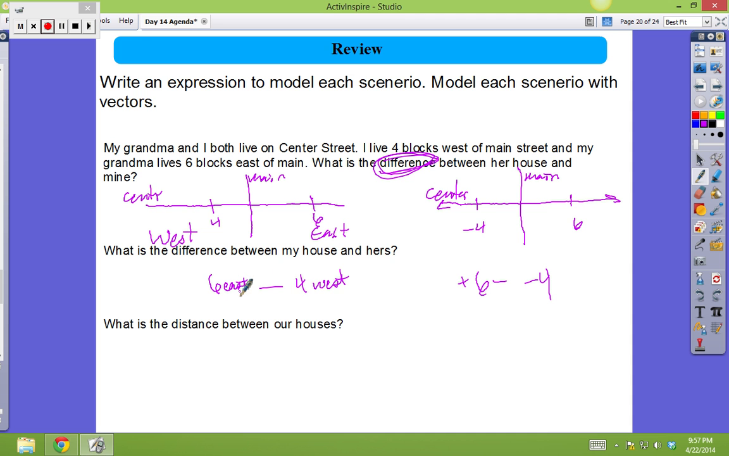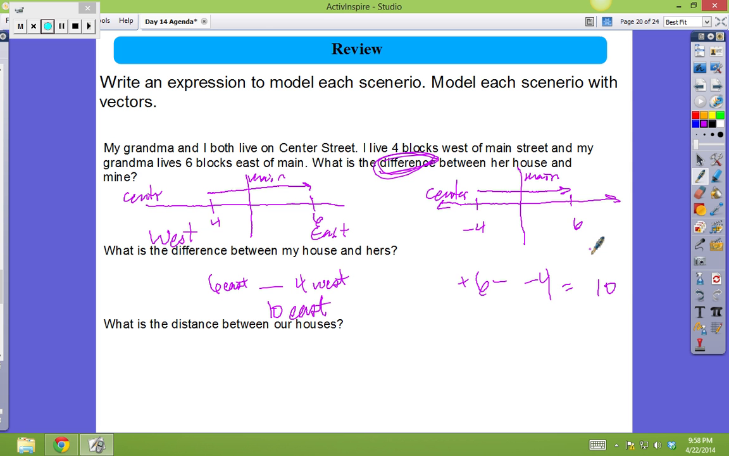So I'm going to start from my house and work my way to my grandma's house. If I start at my house and work my way to my grandma's, I'm going in an east direction, and I travel 10. The difference is 10, but it's 10 to the east. Now on this one, 6 subtract a negative 4. The difference between 6 and a negative 4. Start at negative 4, go to 6. The difference is 10, and it's positive.